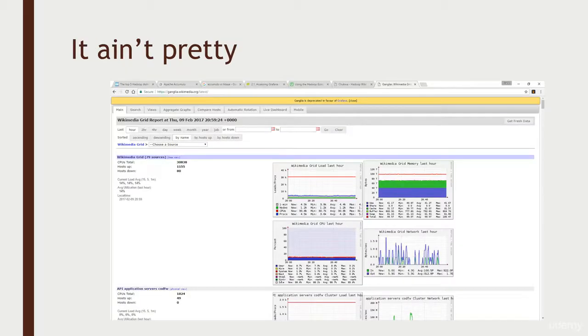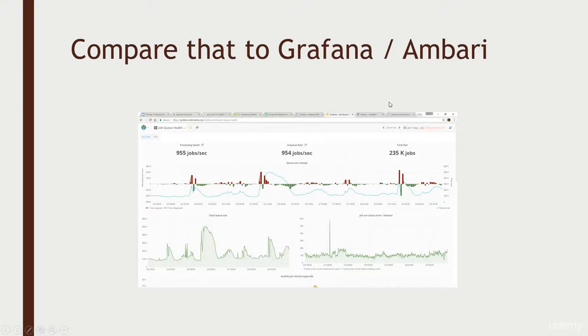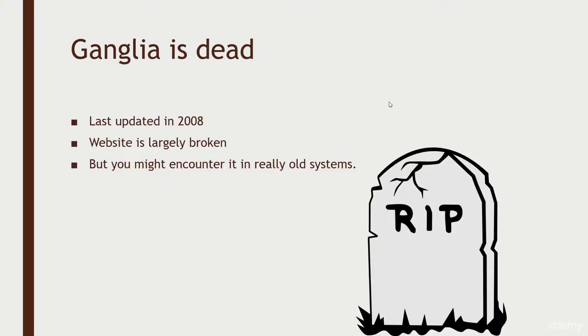It's kind of sad because if you go to the Ganglia website, there's a live demo link that points you here to Wikimedia's implementation of Ganglia. But right at the top of this page, it says Ganglia is deprecated in favor of Grafana. And that takes you to the Grafana page here instead. So I think it's safe to say that Ganglia is dead today, but it's good to know what it was.